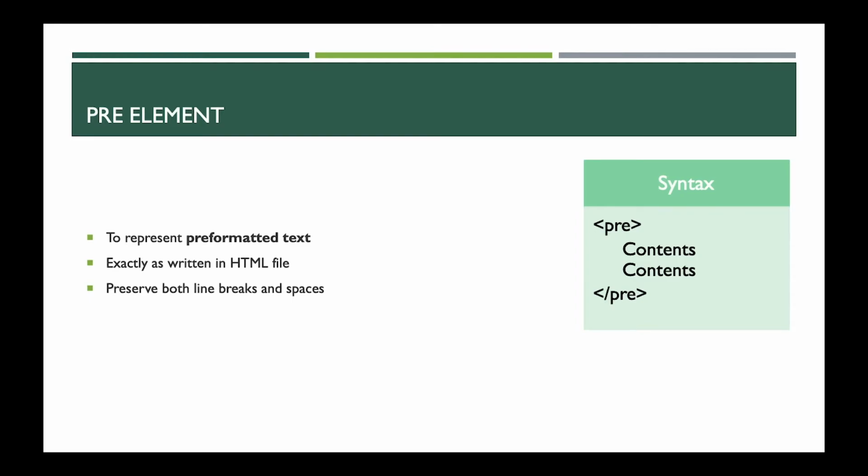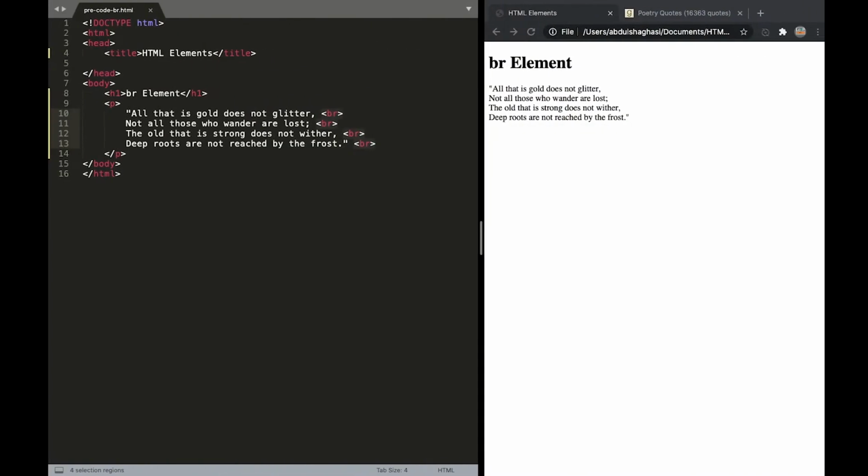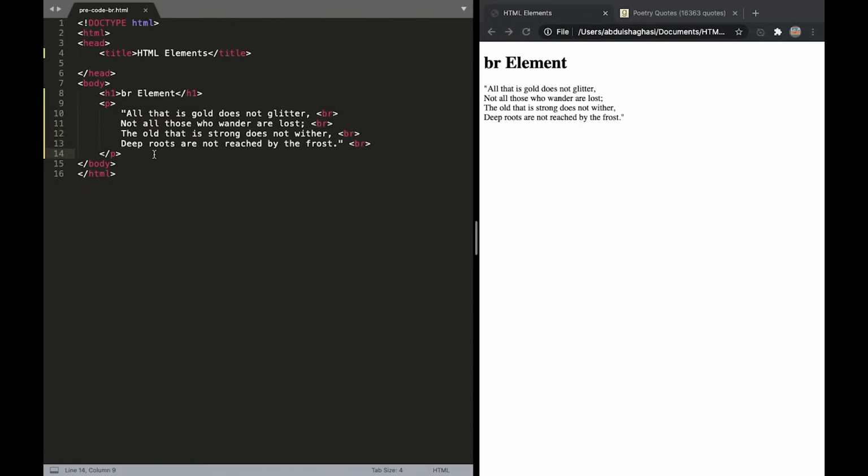It is declared with the word pre, and then we have the contents, which show up in the browser the way that we write it. With that being said, let's look at how it's done in action.